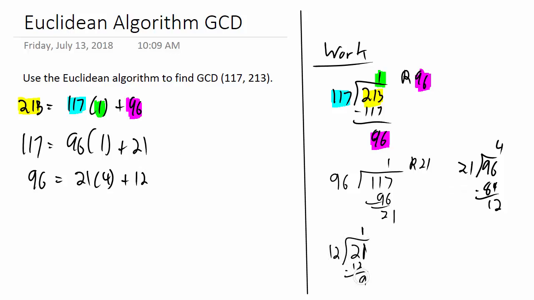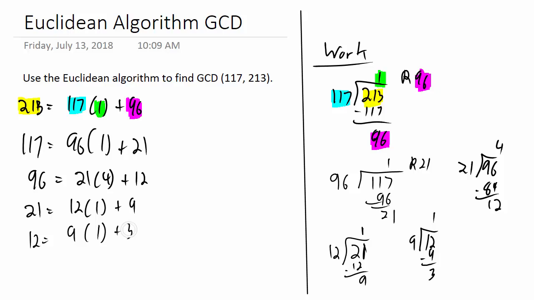21 goes into 12 once with a remainder of 9, so we do 21 equals 12 times 1 plus a remainder of 9. We don't get a remainder of 0, so now we have to divide 9 into 12. So let's do 12 divided by 9. 9 goes into that once. Remainder of 3. So that means that 12 is equal to 9 times 1 plus a remainder of 3. Don't get a remainder of 0, so you have to go again.